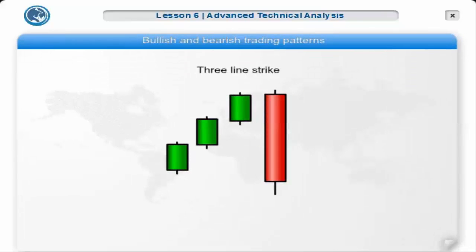3-line strike, a 4-candlestick reversal pattern indicating only a bearish outlook. During the first 3 days, the candlesticks are green and confirm the general trend. On the fourth day, a long and especially red candlestick appears, which closes below the first day's closing price.